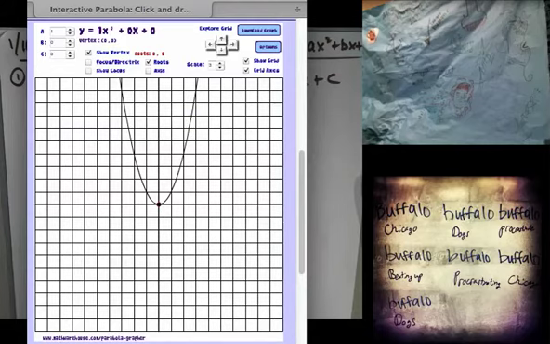So let's say that instead of 1x squared, we have 2x squared. Raise your hand if you have a guess as to what is going to happen to the parabola. If I change it from y equals 1x squared to 2x squared, what do we think? Stacy? Like wider? Okay, does anybody have any other guesses?